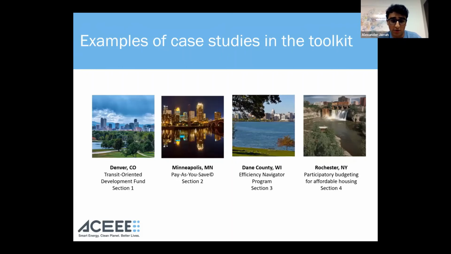Each section of the toolkit also has case studies on innovative programs across the country. One of the case studies in the first section is Denver's Transit-Oriented Development Fund. In the second section, we have Minneapolis, who are facilitating a pay-as-you-save program. In the third section, we highlight the Efficiency Navigator program in Dane County, which is a one-stop shop for multifamily energy efficiency. And in Rochester, New York, we highlight a community-led participatory budgeting process that resulted in the creation of affordable housing for people experiencing homelessness.